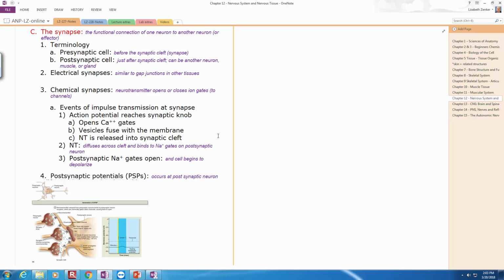The terminology presynaptic means before the synaptic cleft or synapse, so the first cell, and the postsynaptic cell is the second cell, the one just after the synaptic cleft. And again, that could either be a neuron, muscle, or gland, depending on what you're talking about. And then the synapse is the gap in between, right? So mainly we're going to look at number 3, which are the chemical synapses. But just briefly, we'll talk about electrical synapses. These are uncommon, that's why we don't talk a whole lot about them. Uncommon or rare and found only in the brain.